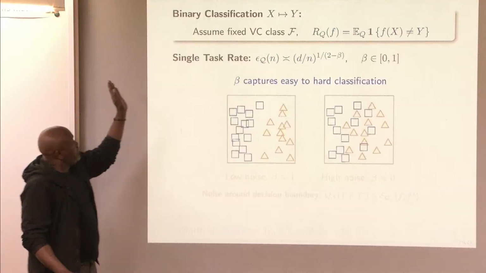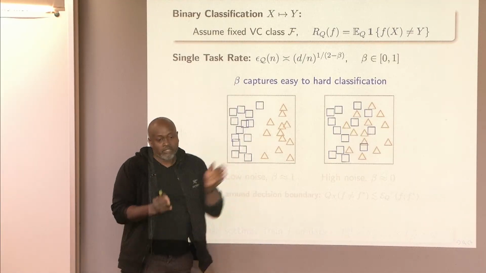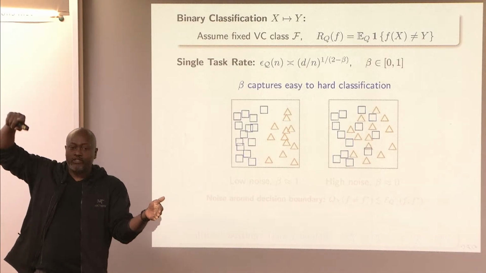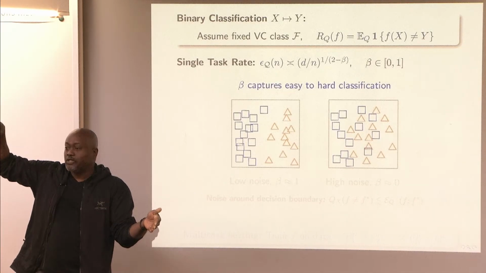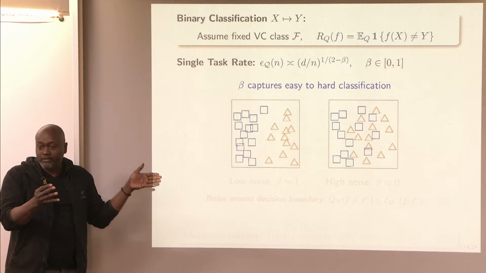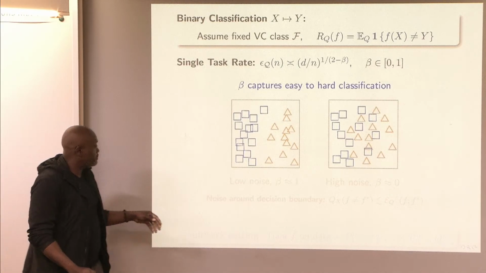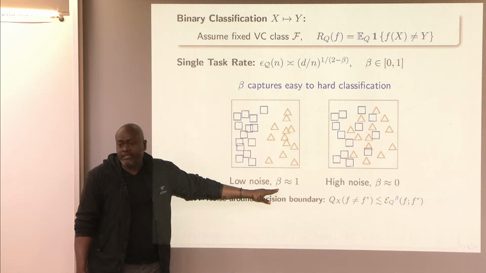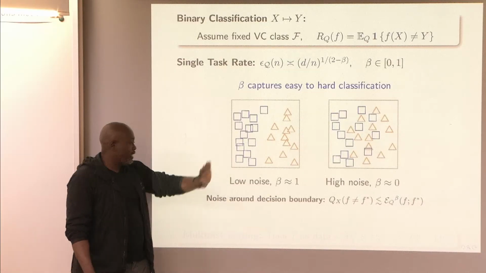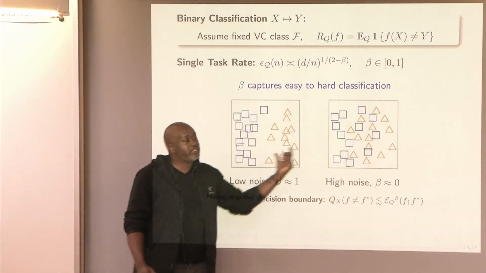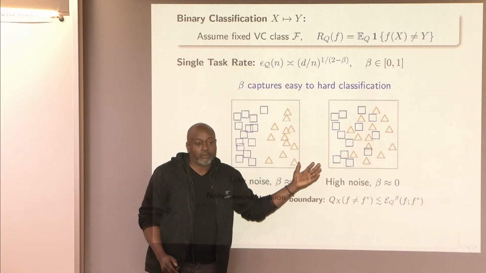So the single task rate is really an interpolation between a fast rate of the form 1 over n, and a rate of the form 1 over square root n. And the beta captures where you are on this continuum. This is called a Bernstein class condition. You don't have to worry about the definition. Whenever you see the beta, it's how hard the classification problem is.